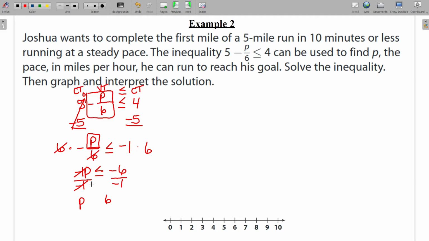Now, since I divided both sides by a negative number, I must take my sign that's a less than or equal to and flip it around to the greater than or equal to. If you'll recall, anytime you multiply or divide by a negative number, you must flip your sign around in order to account for that change there. So the next thing we want to do is we've already solved it here. We have p is greater than or equal to 6.